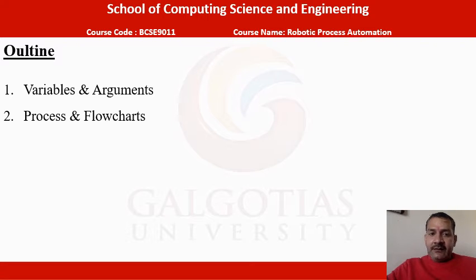The second point is process. What is a process? It is nothing but a set of statements. For a particular task, if you are going to design a particular workflow, that is the process. Next is flowchart. As discussed in the previous lecture, to design any kind of workflow you can choose one of three: first is sequence, second is flowchart, and third is the state machine, or finite state machine, FSM. Here we will discuss process and flowchart.